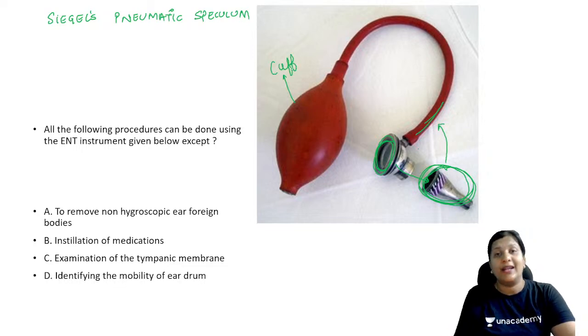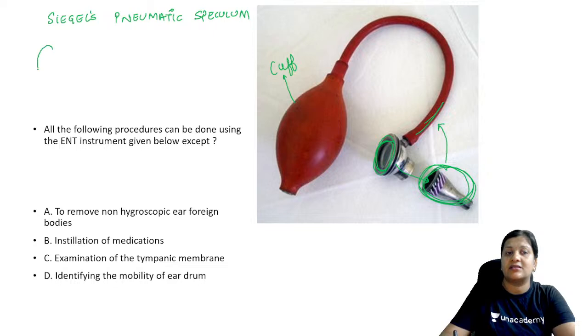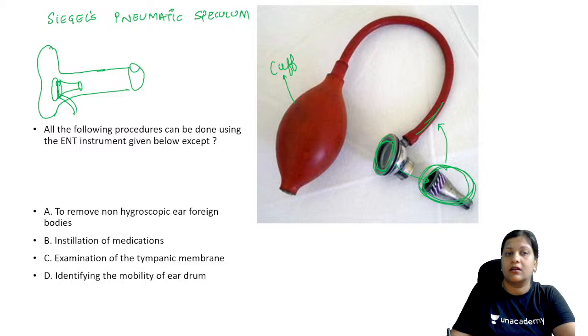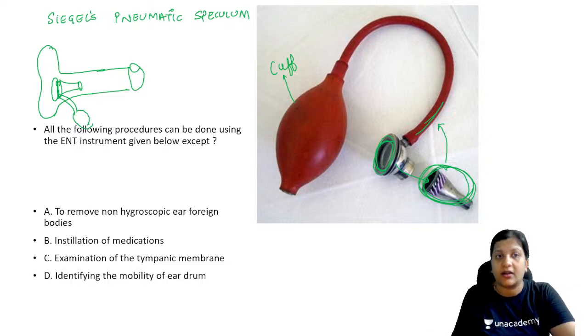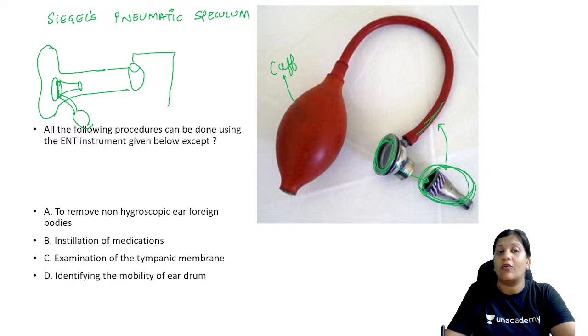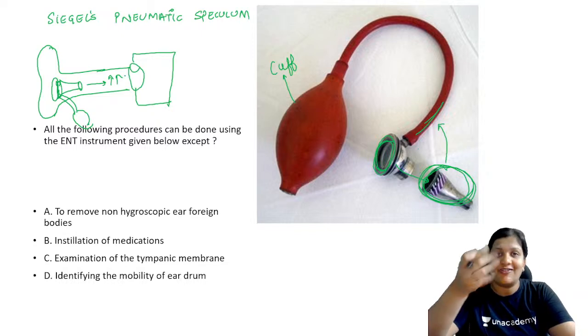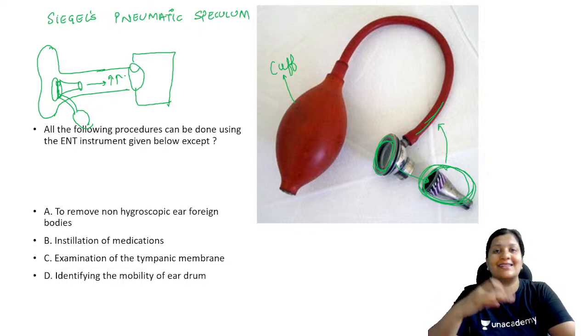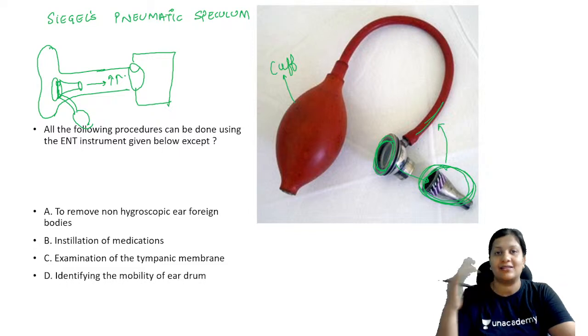Now, what do we do here? In the external auditory canal, we place this speculum. Over this, we put the Siegel's pneumatic attachment. Whenever we want to see the mobility of the tympanic membrane, we will increase or decrease the pressure. So, I will inflate and deflate the cuff. As a result, the pressure in the canal will increase and decrease.